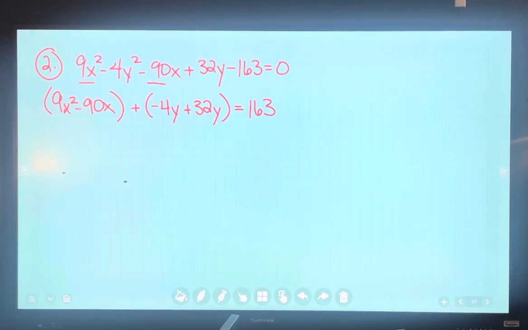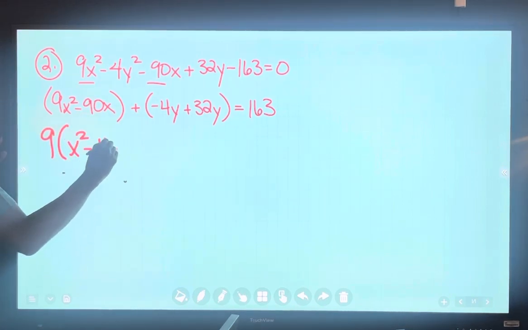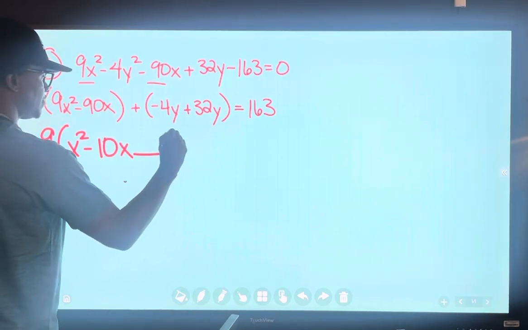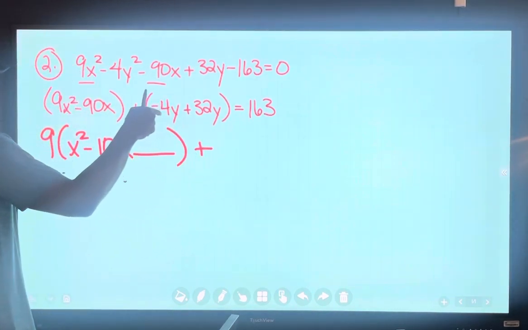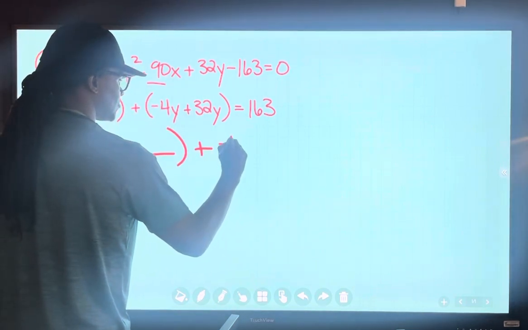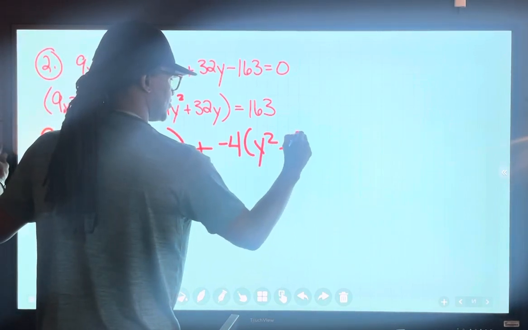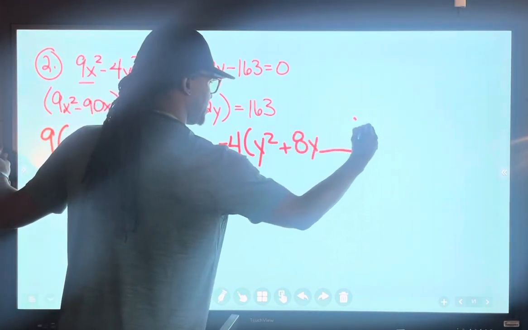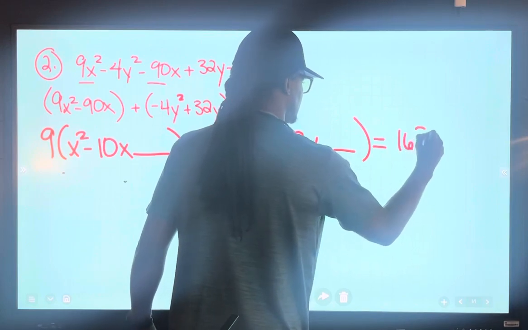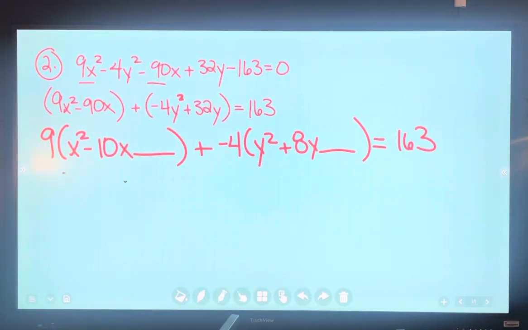Second step, complete the square. So take the first 9. What do you got to do with this 9? Factor out 9. This is going to become x squared minus 10x. Plus, you got to take the 4 and factor it out: negative 4y squared plus 8y equals 163.